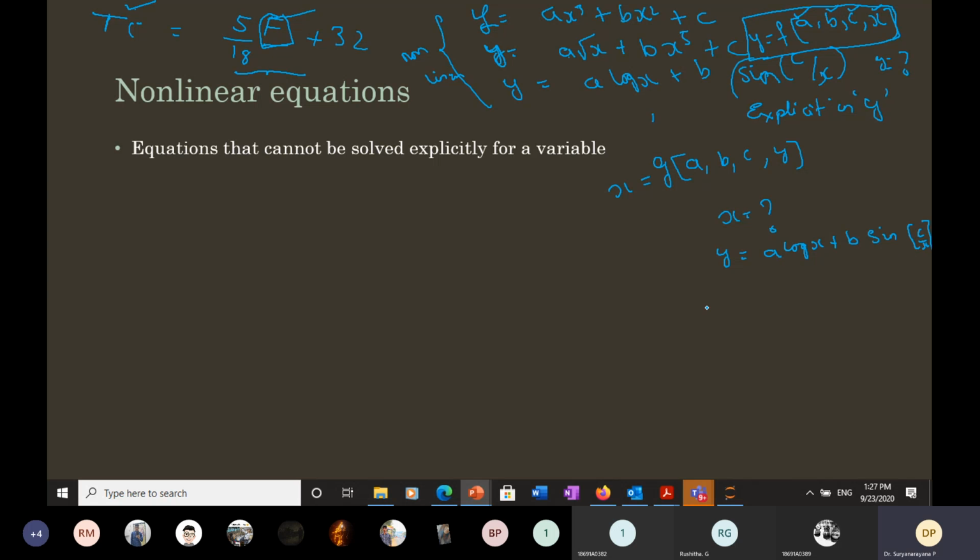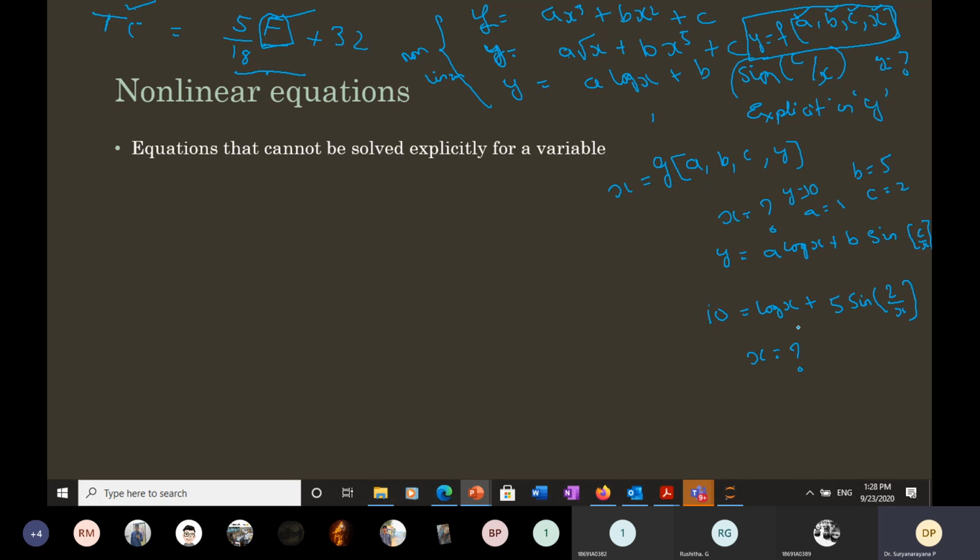For example, I say y equals 10, a equals 1, b equals 5, c equals 2. So the equation is 10 equals logarithm of x plus 5 times sine of 2 divided by x. Can you simply get x from this equation just by substitution?